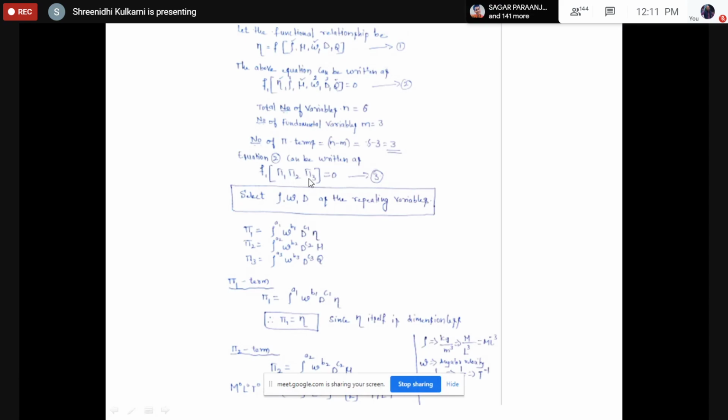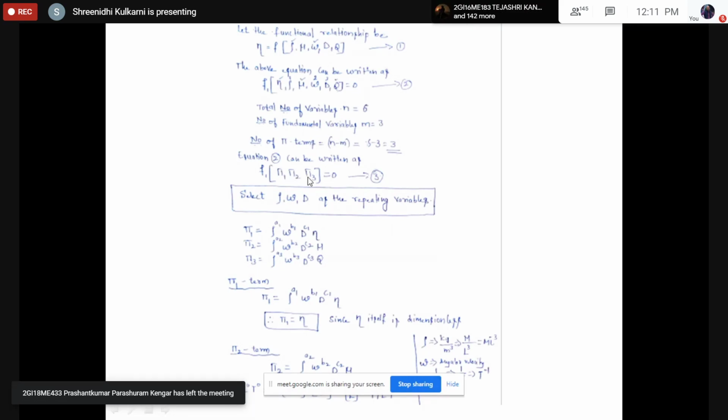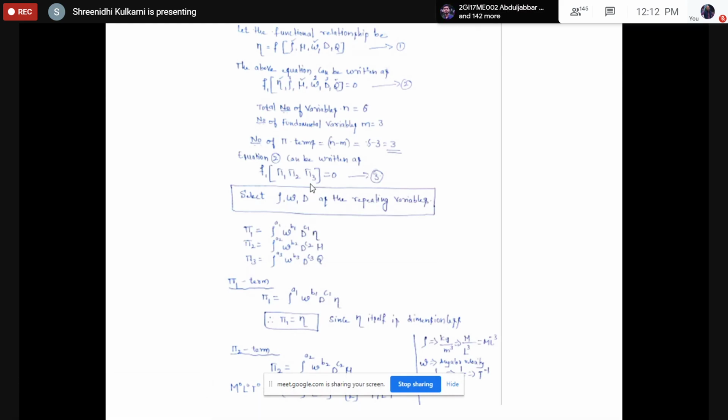Suppose in any other problem, if n minus m is 2, we'll get only 2 pi terms. Suppose you are getting n minus m as 4, then you can add 4 also. But in this problem we have pi 1, pi 2, pi 3. That's it. Shall I proceed or do you want me to wait? Up to this step, you can copy. Once you have completed, give the confirmation and I will proceed further.